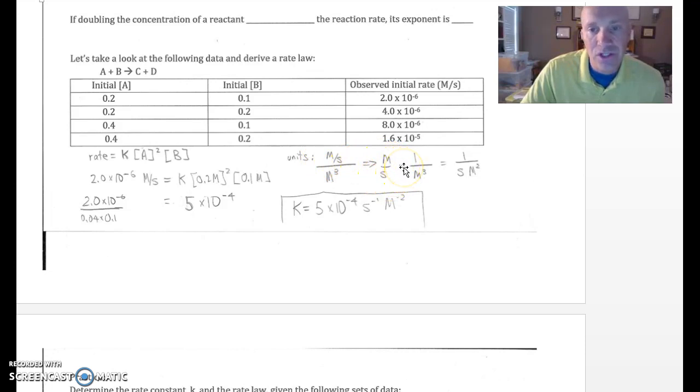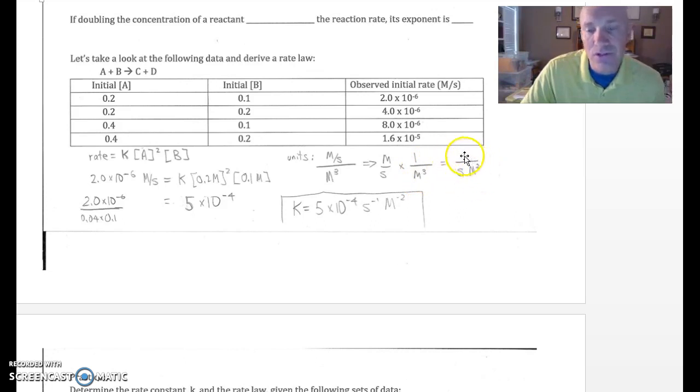We're going to change it to multiply, and we're going to flip the denominator. The flip of molar cubed is 1 over molar cubed. And when you do that, one of your molars on the top will cancel with one of your molars in the bottom, and you end up getting this unit right here.